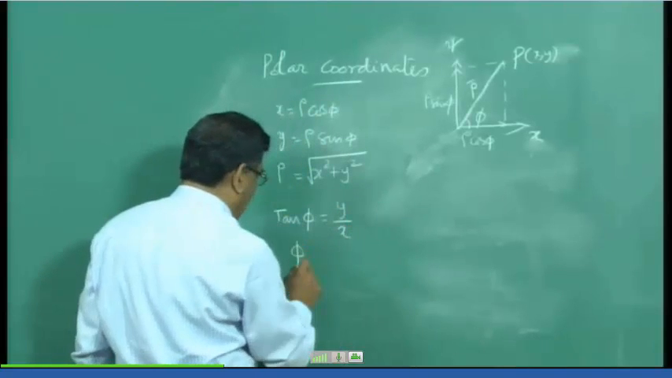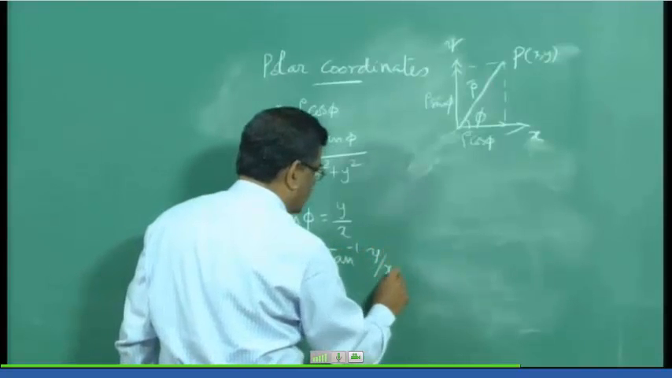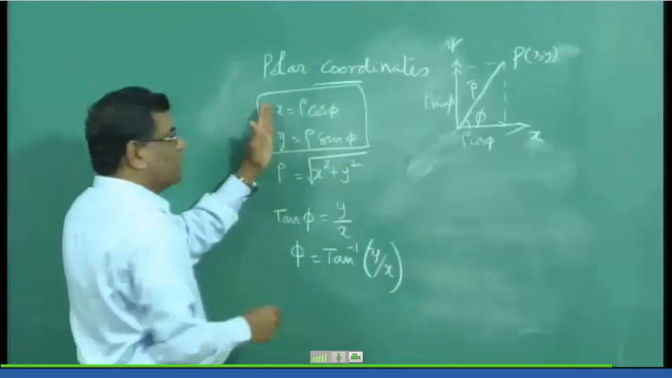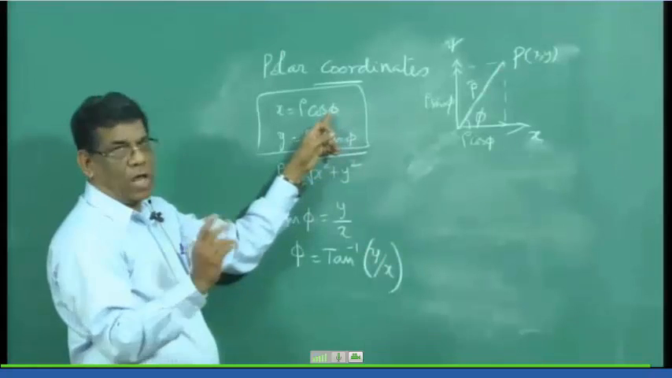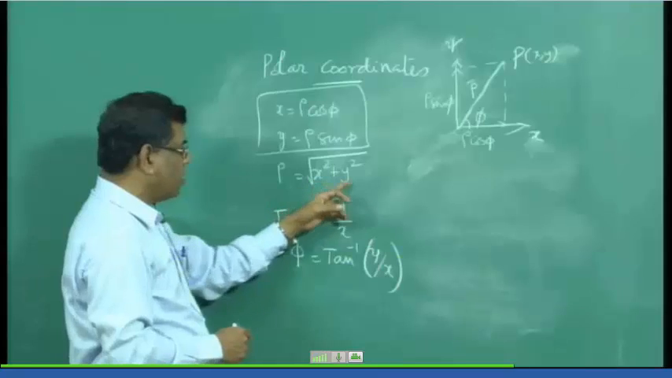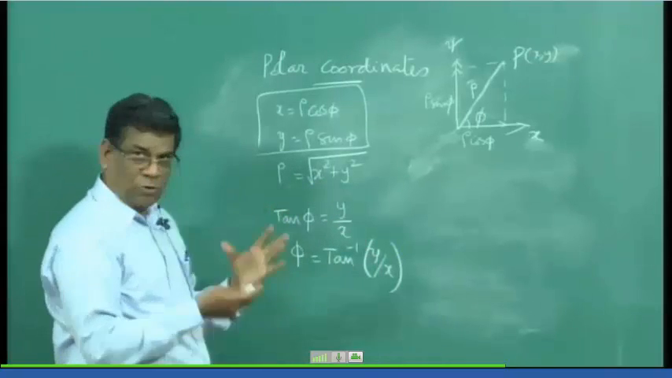Therefore, I can say phi is equal to tan inverse y by x. So they relate the x, y Cartesian coordinates with the rho, phi of the polar coordinates. Here rho and phi are related to x, y in the reverse direction. So these are important things that we should remember.